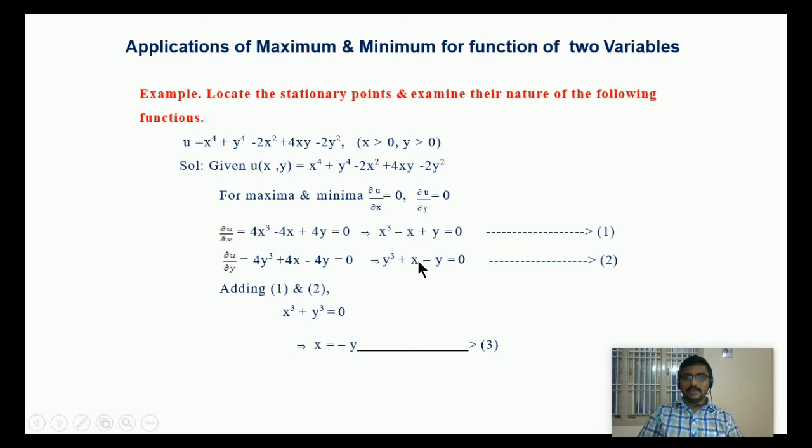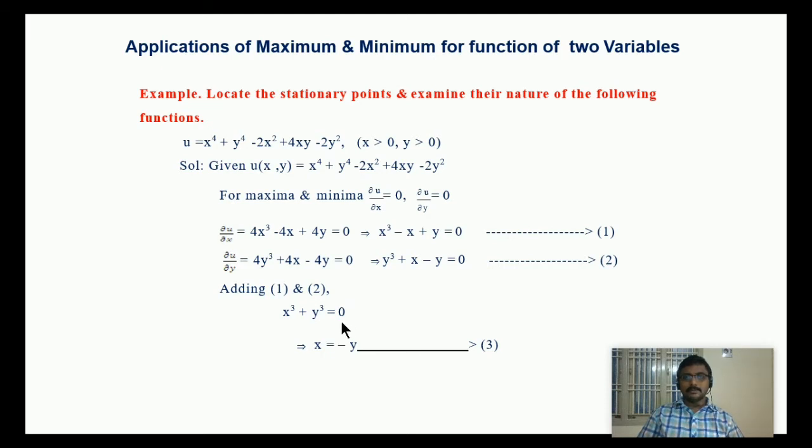Now solving these two equations to get stationary points, just adding these two equations. So we will have x cube plus y cube is 0. Clearly negative x and negative y both get cancelled. So x cube plus y cube is 0. It looks like a cube plus b cube, and the formula is a cube plus b cube is a plus b into a square minus ab plus b square.